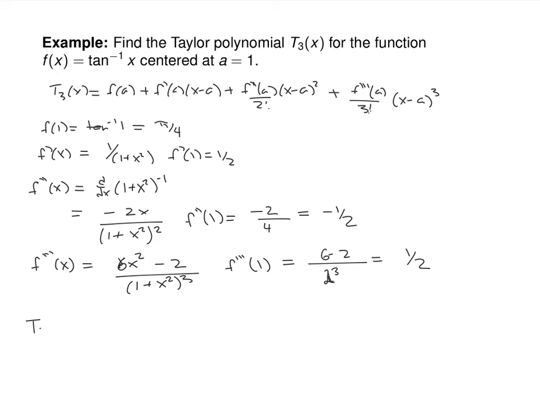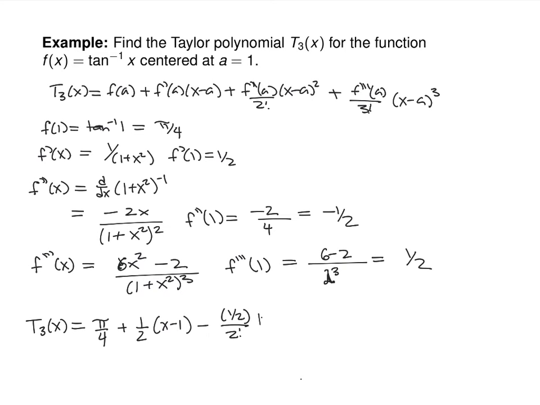And so our third degree Taylor polynomial will be pi quarters plus 1/2 times x minus 1 minus a half over 2 factorial times x minus 1 to the second plus 1/2 over 3 factorial times x minus 1 to the third.